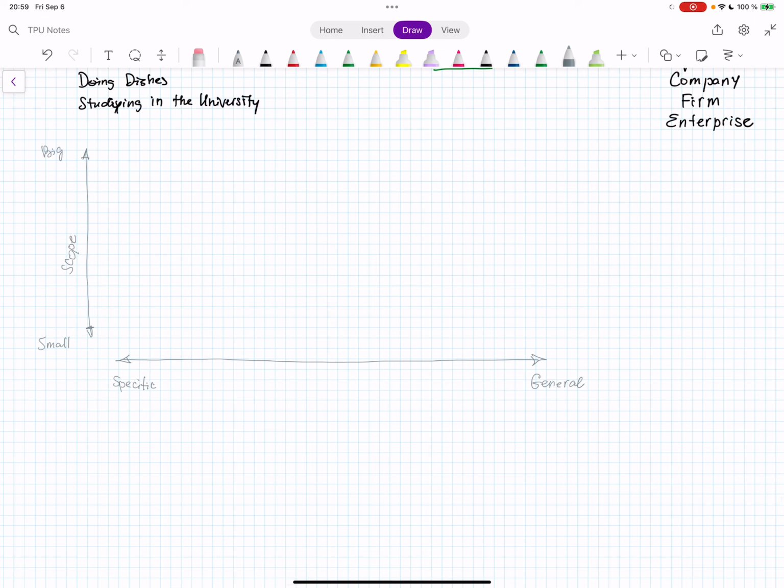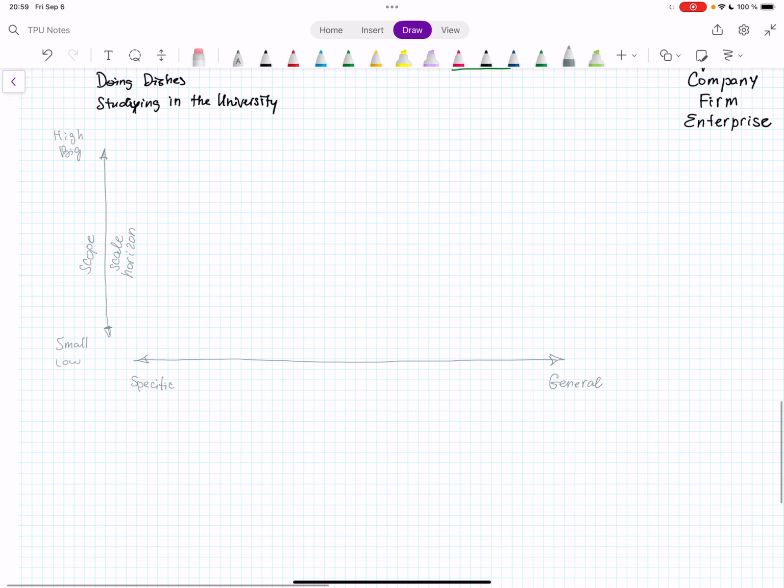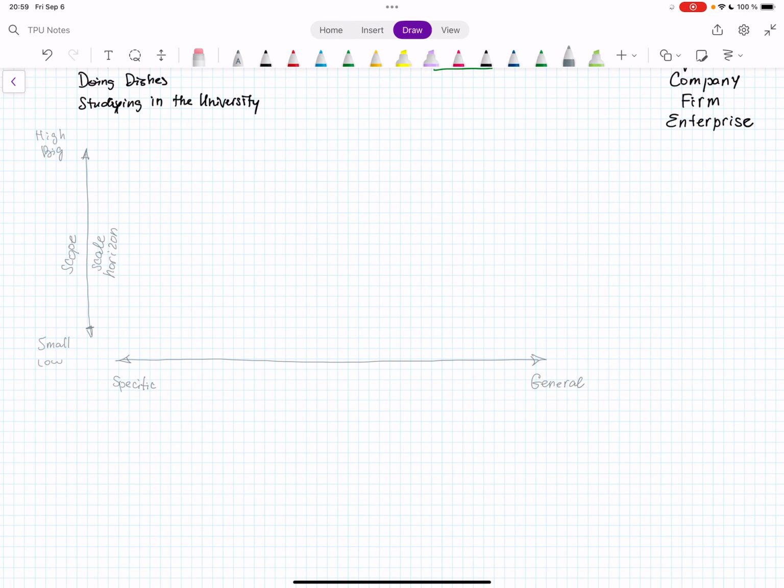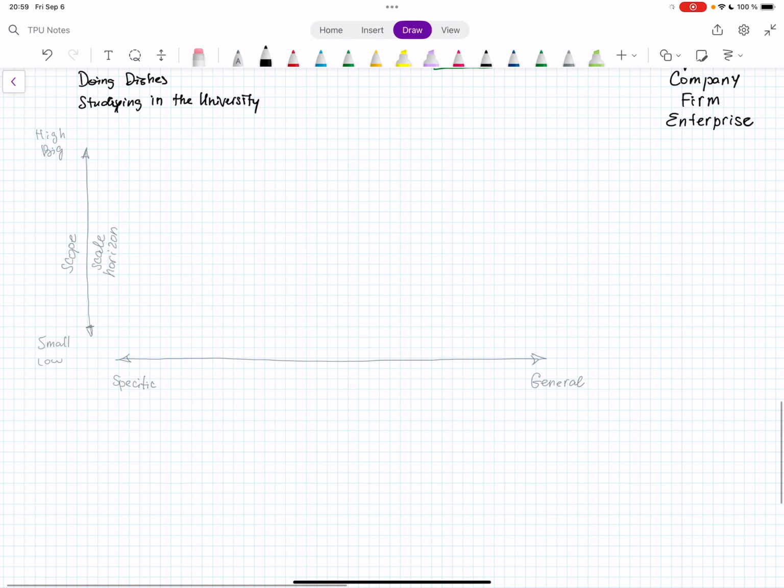Okay, or maybe something like scale. Or horizon of the goals. So they may be big or small, or the horizon may be low or high. Okay, so let's see what kind of goals we may have. I will draw several steps of, well, not like a staircase of goals. Okay, and they will look somewhat like this.